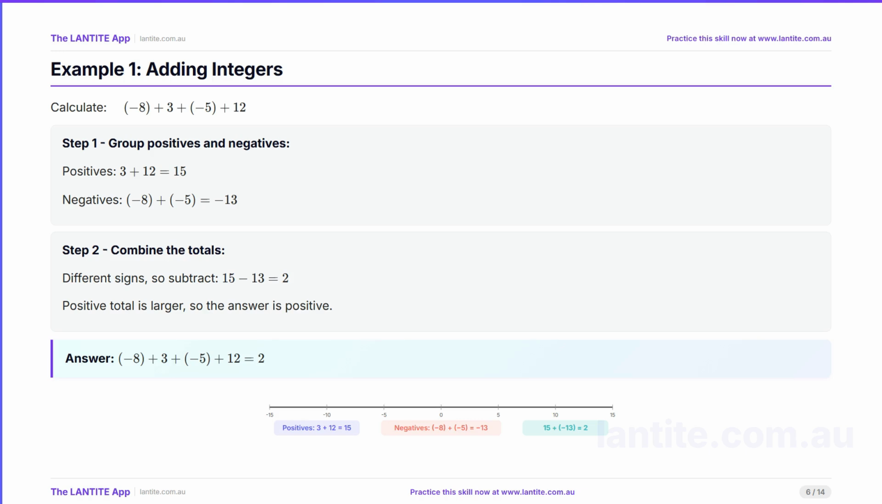Let's work through our first example. Calculate -8 plus 3 plus -5 plus 12. The useful strategy is to group the positives and negatives separately. The positives are 3 and 12, which add to 15. The negatives are -8 and -5, which add to -13. Now combine. 15 and -13 have different signs, so subtract 13 from 15 to get 2. Since 15 is the larger value and it is positive, the answer is +2.